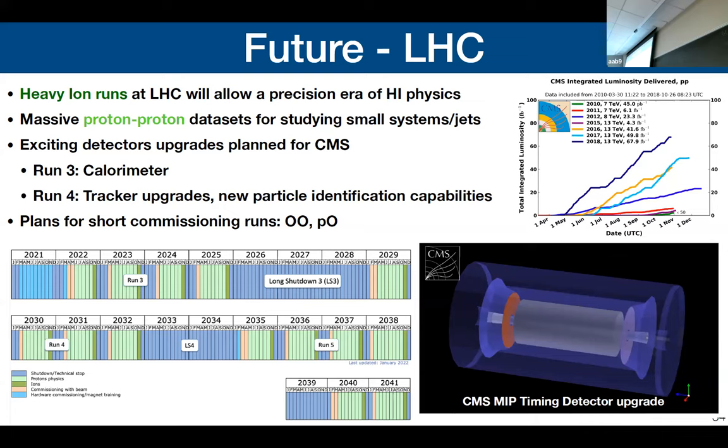Also, we have massive proton-proton data sets, which I mentioned earlier, that can be used for studying small systems like jets in proton-proton collisions. So we have a huge amount of opportunity to study the questions I talked about in the previous slide, right? Also, there are exciting new detector upgrades. For example, in Run 3, which is coming up right now, we have a new high granularity calorimeter. And in Run 4, we're going to have the MTD detector, which could give us particle identification capabilities. There are also plans for short commissioning runs like oxygen-oxygen collisions and proton-oxygen collisions, which could also be very useful. And of course, as the LHC continues to run, it delivers more and more luminosity, so the data sets will get bigger and bigger.